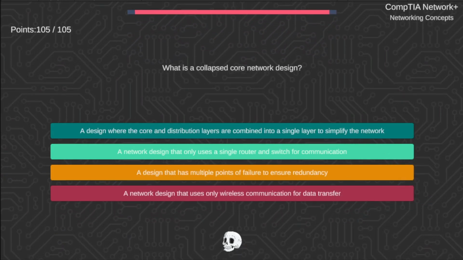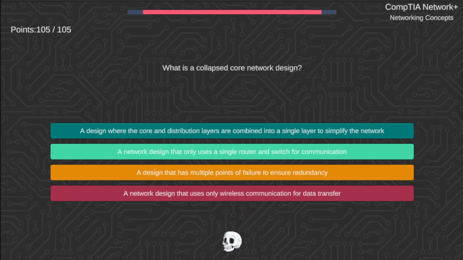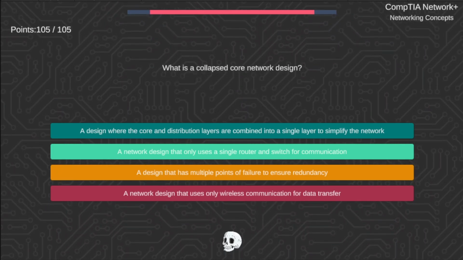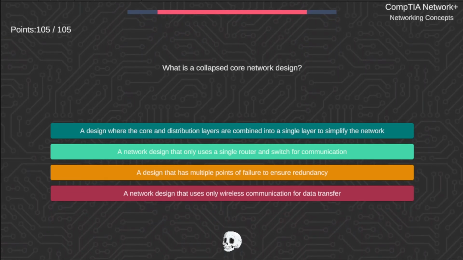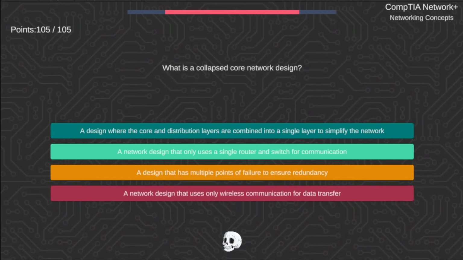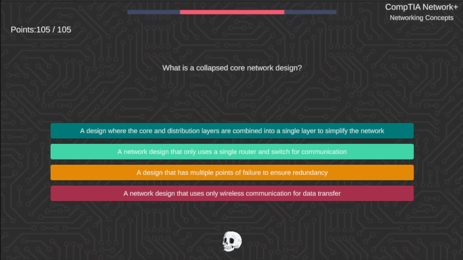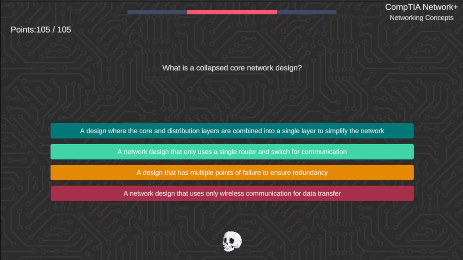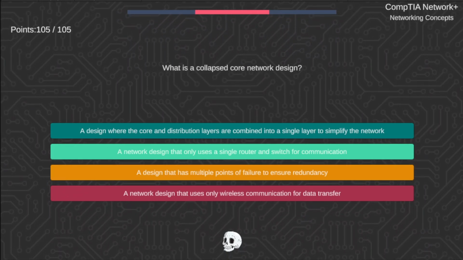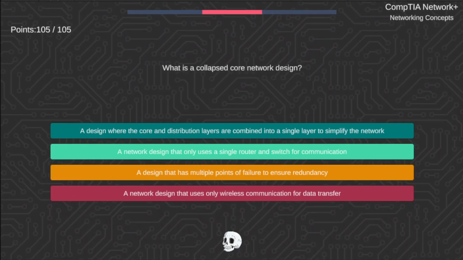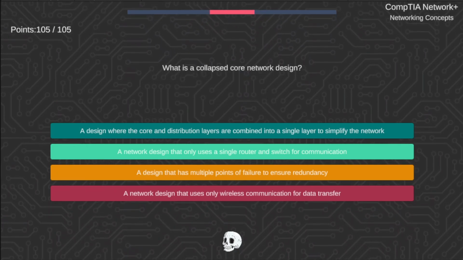What is a collapsed core network design? A design where the core and distribution layers are combined into a single layer to simplify the network. A network design that uses only a single router and switch for communication. A design that has multiple points of failure to ensure redundancy. Or a network design that uses only wireless communication for data transfer. A collapsed core network design.